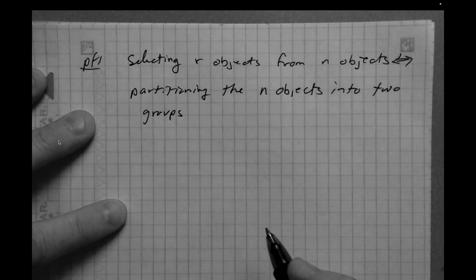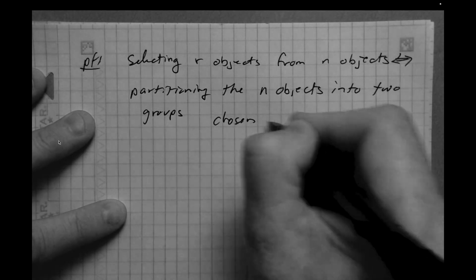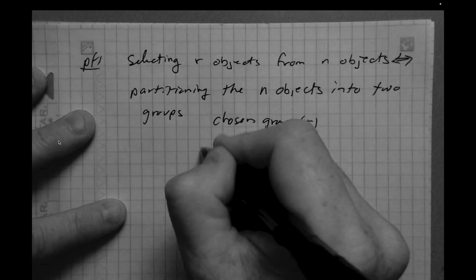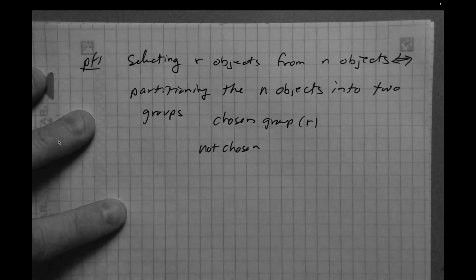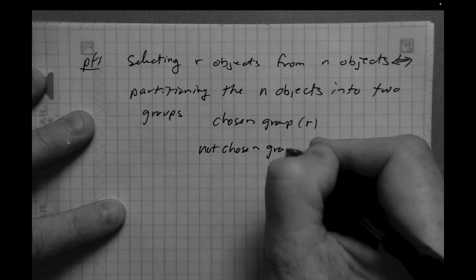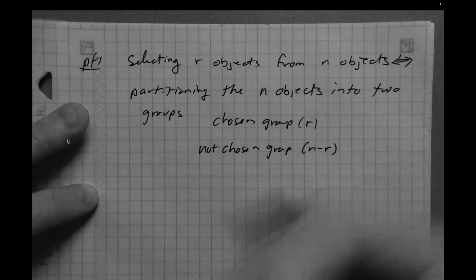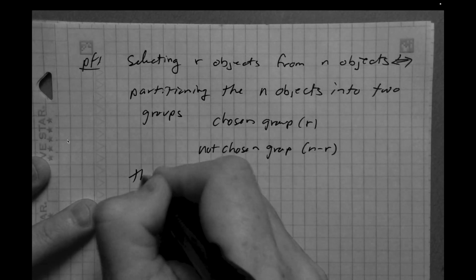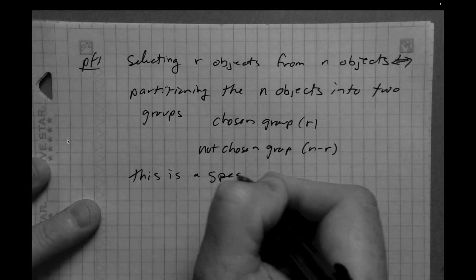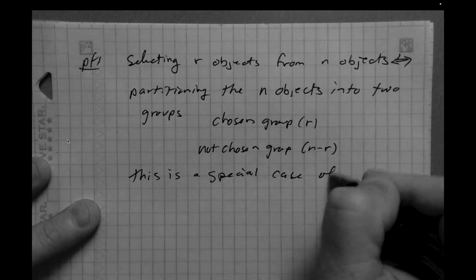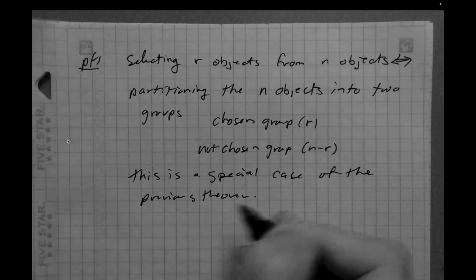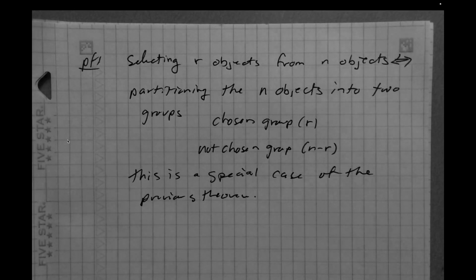And what are those groups? Well, there's the chosen group, namely the r, and there's the unchosen group, or the not chosen group, we'll say. That's the n minus r. Okay. And so this really, if you think about it, is just a special case of the previous theorem, right?